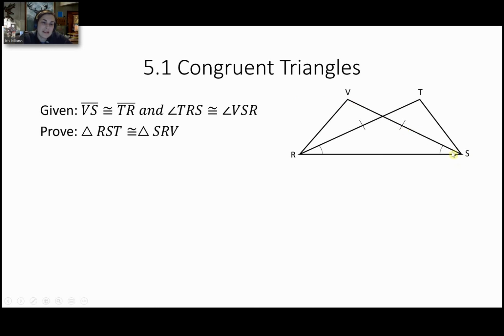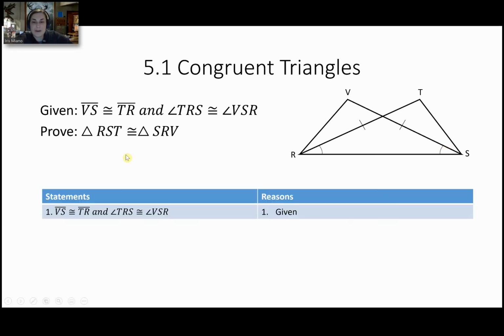Now, that's not to say that it's just from S to this unnamed intersection point. It's meant to indicate the entire edge. So hopefully that's clear enough, okay? And then furthermore, angle TRS and VSR are the interiors of these angles in which I have the single arc in each of those instances.